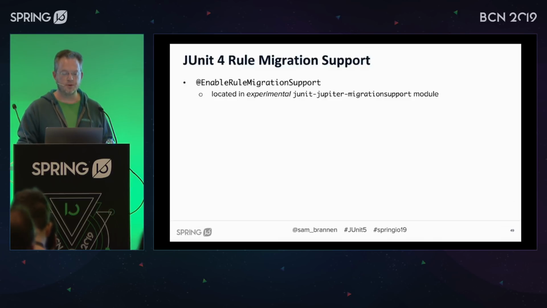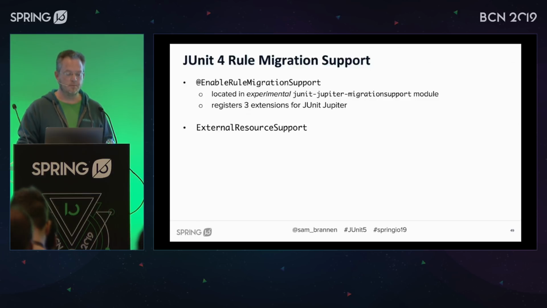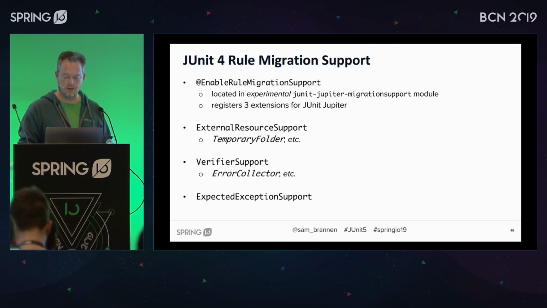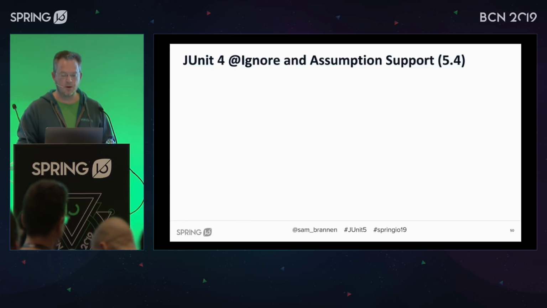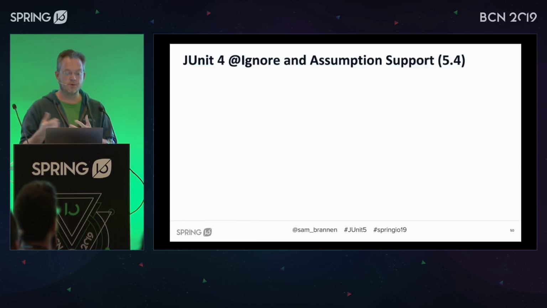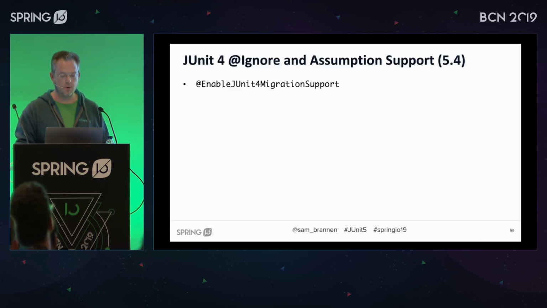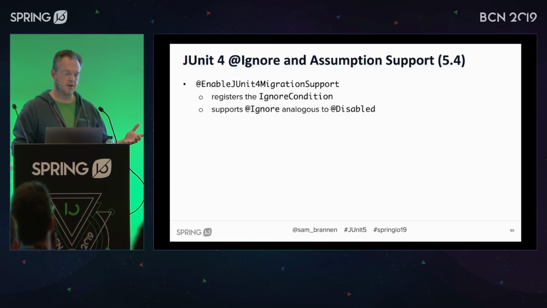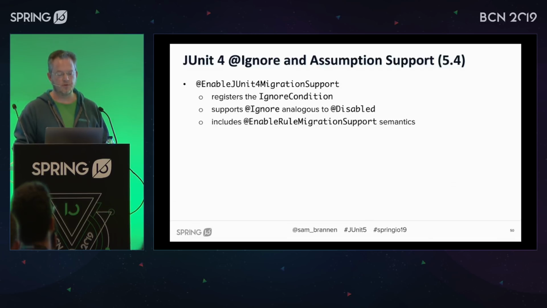But if you have that in there and you put this on your class, then it's going to automatically register 3 extensions from Jupiter, being these 3. So you get support for things like JUnit 4's temporary folder, error collector, and expected exception if you want to do that. Another thing we added more recently is support for the JUnit 4 @Ignore annotation. So if you want to continue to use that, you can use this different annotation, @EnableJUnit4MigrationSupport. It will register a condition for you that supports this @Ignore annotation from JUnit 4, just like that @Disabled one from JUnit Jupiter. And it also includes the support that we saw on the previous slide.